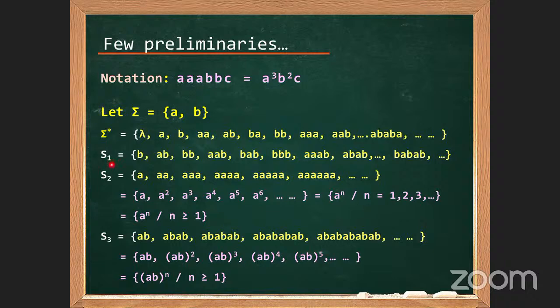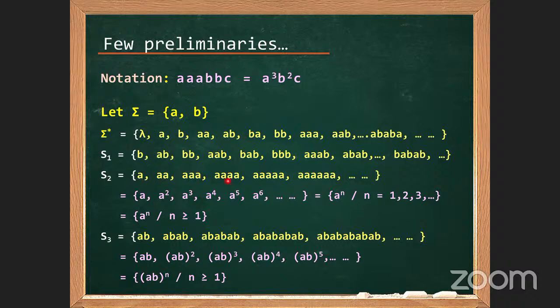The name is S1. Here I'm having another set with a different collection of strings. You find only A, single A, double A, triple A, 4 A's, and so on. So I've decided to choose a set with some special feature of strings. It's a different set. It's a different language. I may call the name S2.